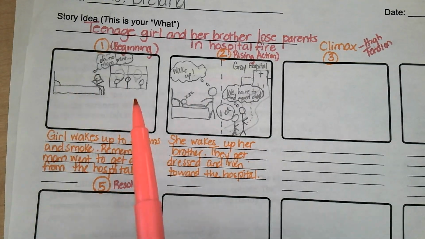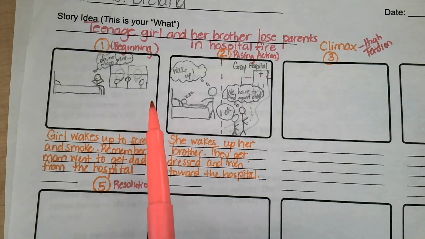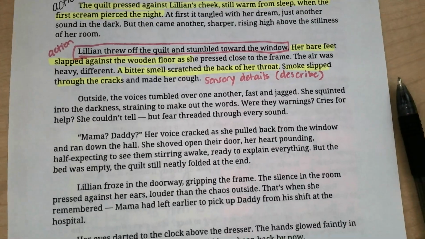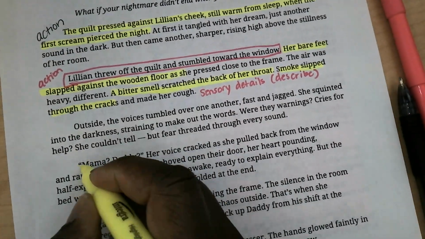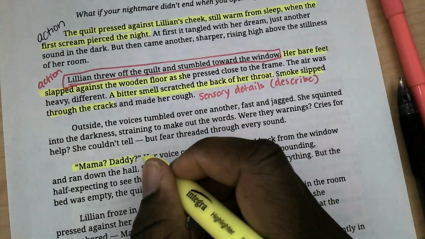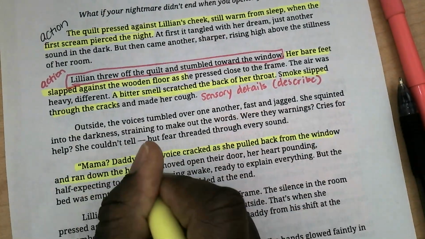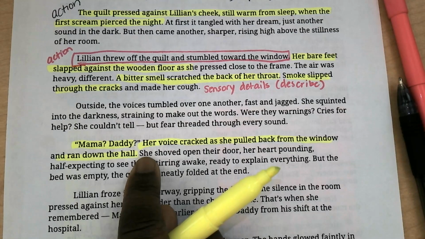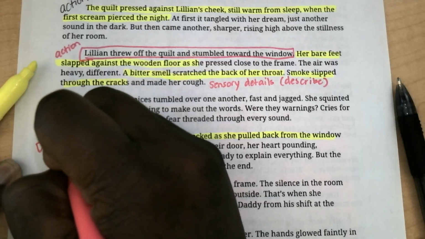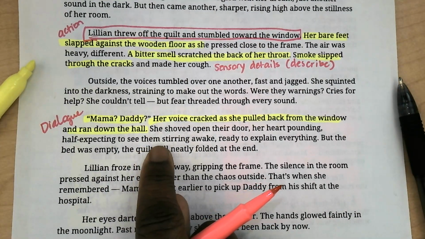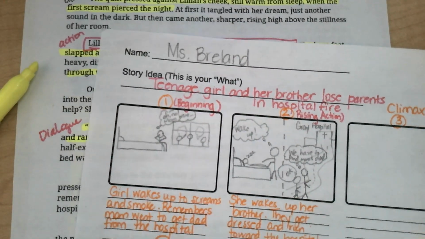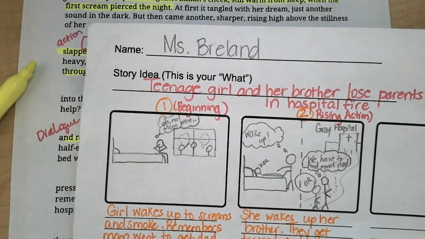So I wanted her in that moment to be talking out loud for herself, not just thinking, but talking out loud. And so in this moment, she says, Mommy, Daddy. Her voice cracked as she pulled back from the window and ran down the hall. That's just kind of adding some action to that dialogue, that tag right there. That's where we add in the talking, okay? Now, it doesn't mean that it only can be one time throughout the scene, right? But it just so happens in my scene, she doesn't have very many people to talk to here. So I have to kind of make it align with that.